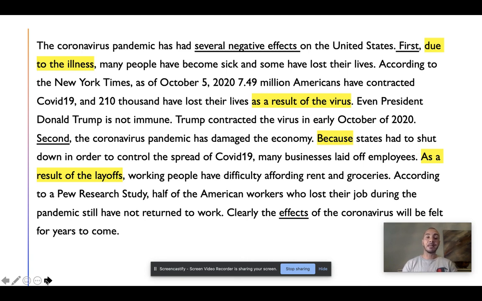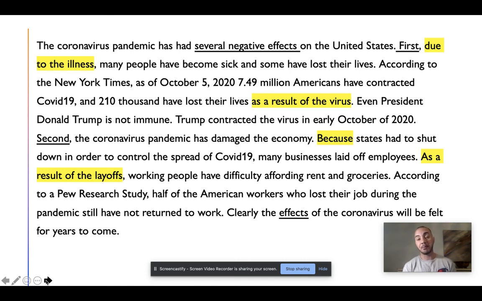Second, the coronavirus pandemic has damaged the economy. Because states had to shut down in order to control the spread of COVID 19, many businesses laid off employees. As a result of the layoffs, working people have difficulty affording rent and groceries. According to a Pew Research study, half of the American workers who lost their job during the pandemic still have not returned to work. Clearly, the effects of coronavirus will be felt for years to come.